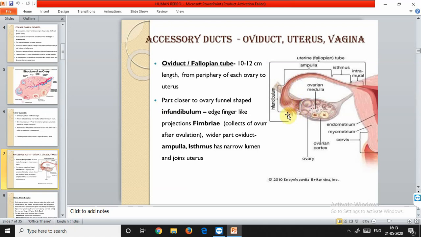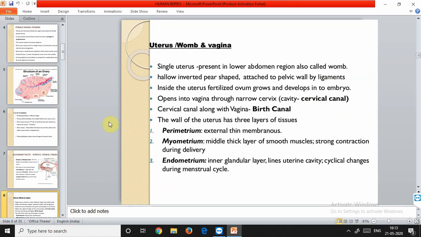The main purpose of the fimbriae is to collect the ovum after it is released from the ovary. The wider part of the oviduct is called the ampulla, and the isthmus has a narrow lumen, and this joins the uterus. What is the womb, or the uterus?